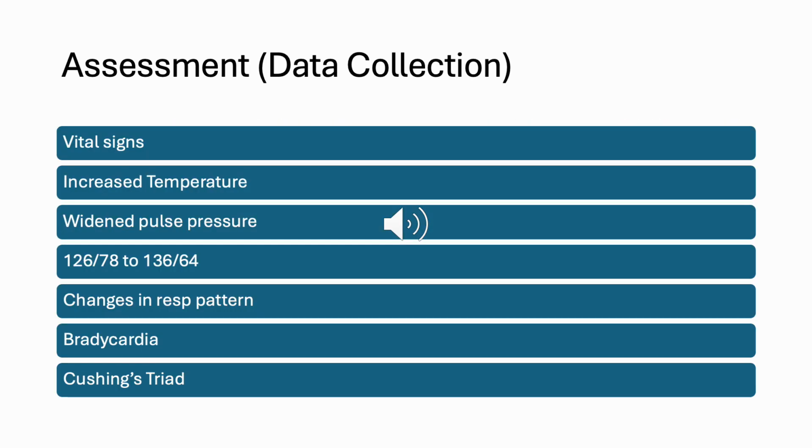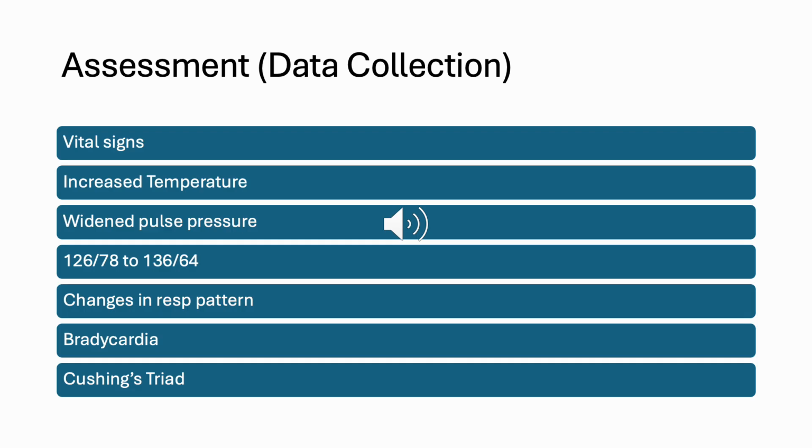Now, assessment of somebody with a brain or spinal cord injury is going to include vital signs, obviously. Increased temperature could mean damage to the brain or it could mean an infection. The temperature control center is in the brain, so that's why people with brain and spinal cord injuries might have an increased temperature. They could also get a widened pulse pressure, and you have to watch this closely.